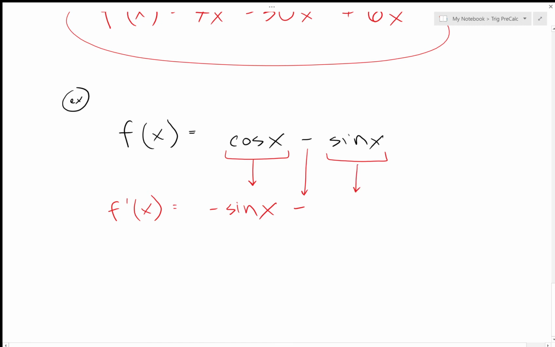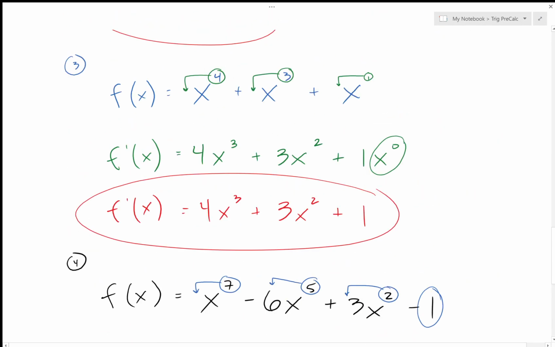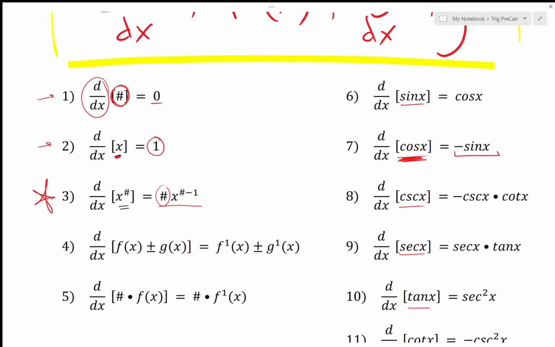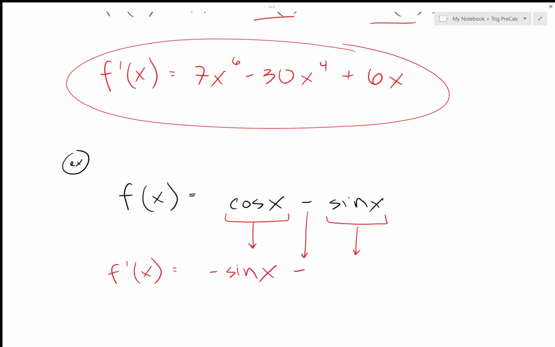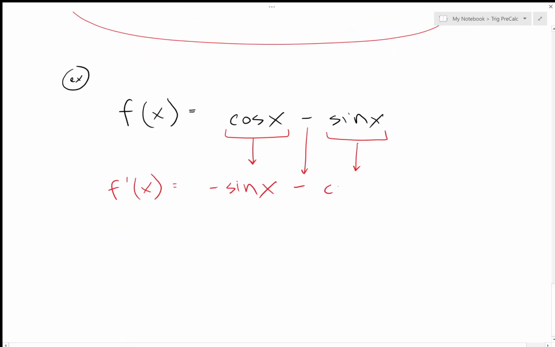And now let's find the derivative of sine. Back up here, the derivative of sine is positive cosine. So a positive cosine, but it still has the negative from the equation. All right, all the negatives work out. Everything is fine here. That's your derivative.